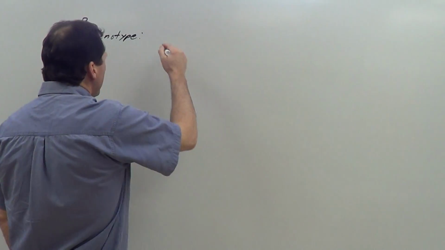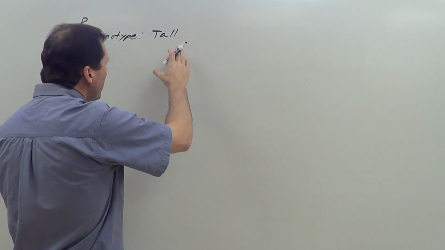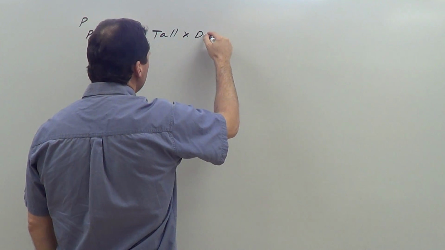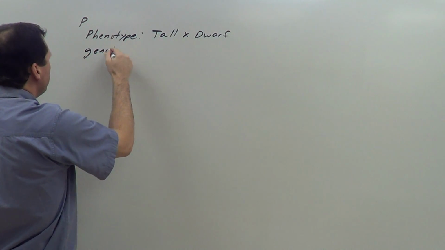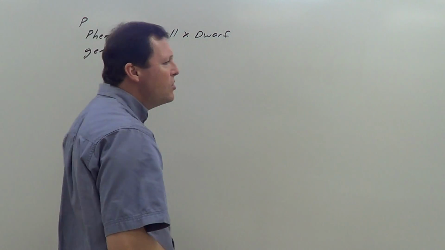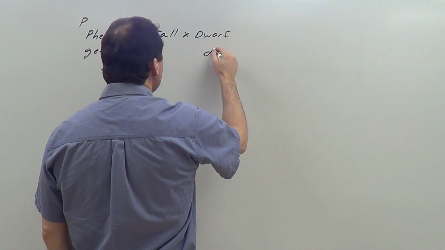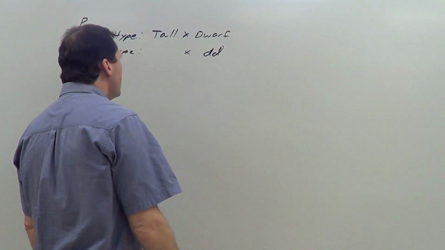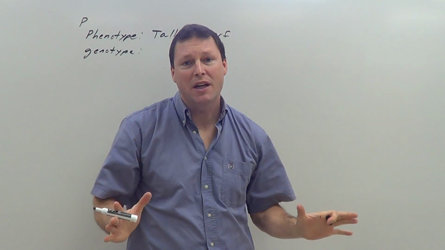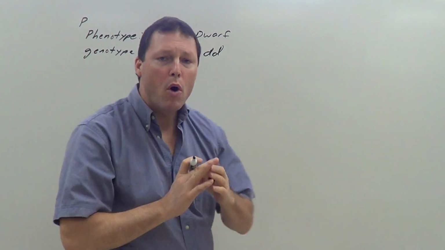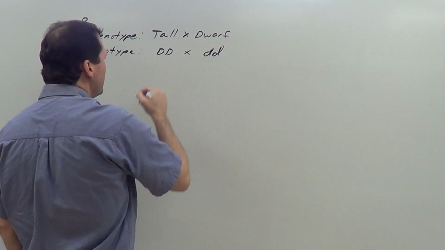And what I'm going to do is take my tall pea plant that has the unknown genotype, and cross it with a dwarf pea plant. Now I'm going to write genotype. Now I know what the genotype of the dwarf pea plant is. It has to be lowercase d, lowercase d. But the tall pea plant could be homozygous dominant, or it could be heterozygous. How do I know which one? Well, I'm going to work both cases through. So I'm going to start by writing capital D here.